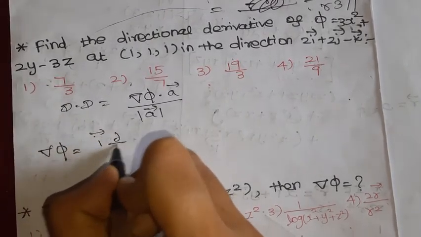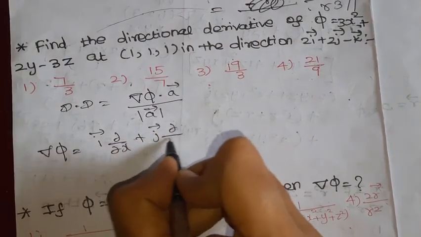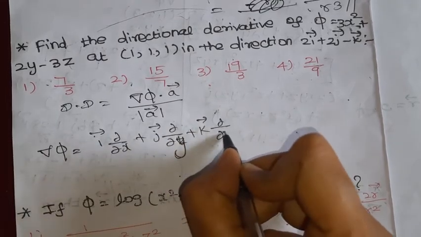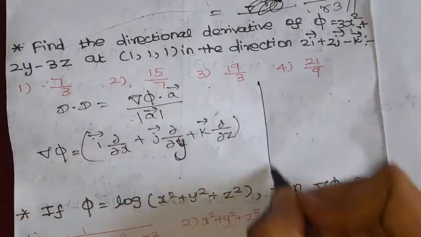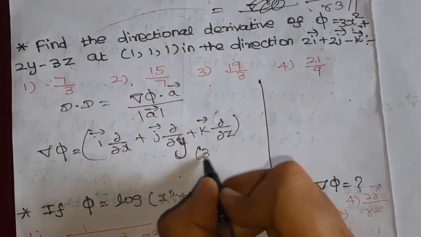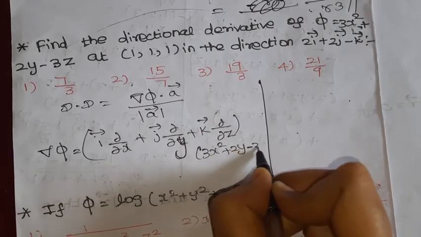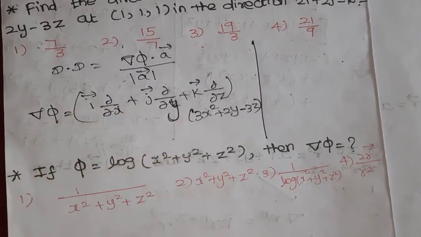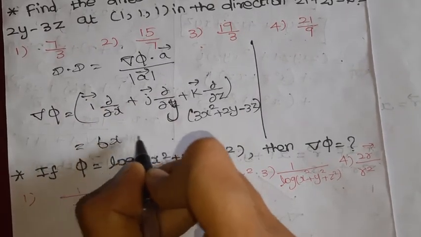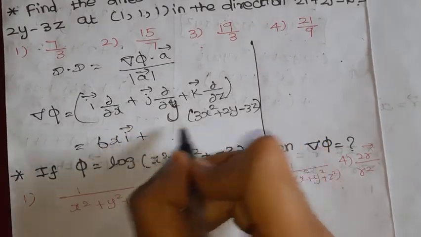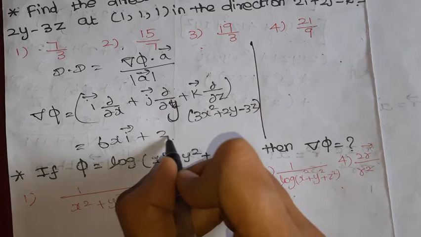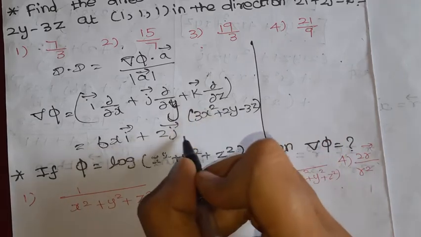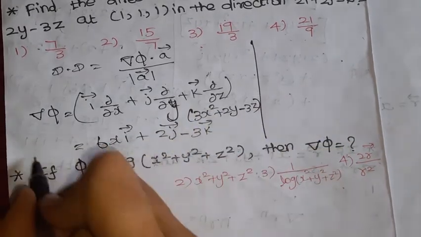What is del value? i dou by dou x plus j dou by dou y plus k dou by dou z into the phi value 3x squared plus 2y minus 3z. Okay. So, dou by dou x of this gives 6x i vector, plus j into 2y, we will get 2j vector. Then minus 3z, we will get minus 3k vector. So, this is del phi.